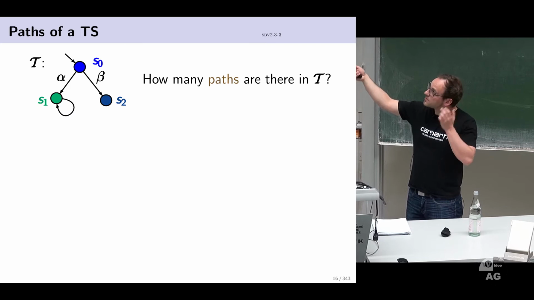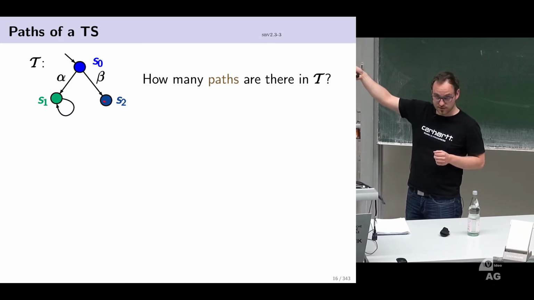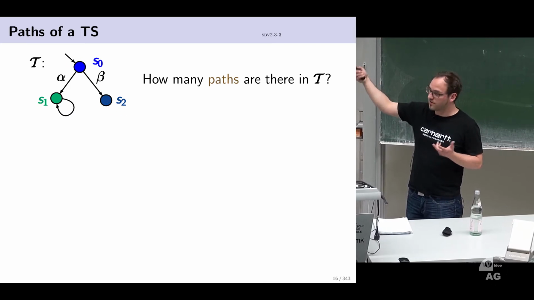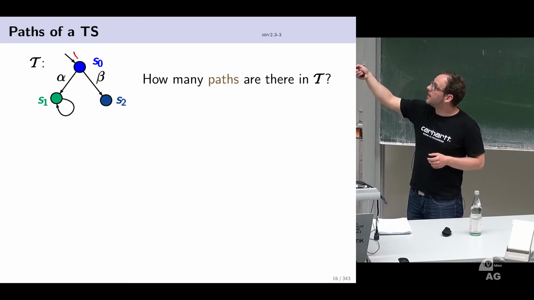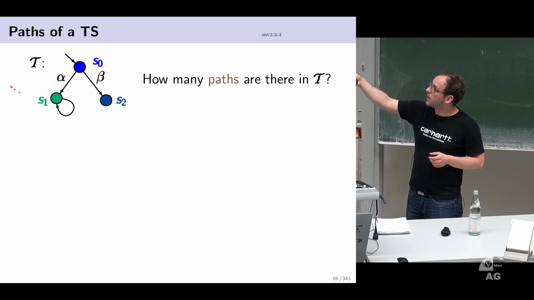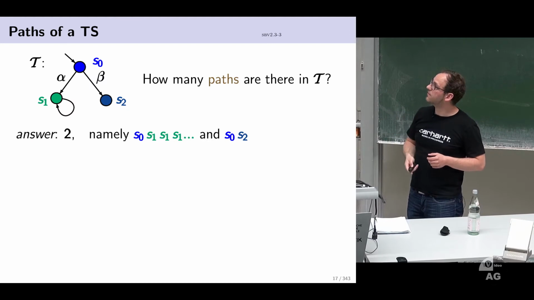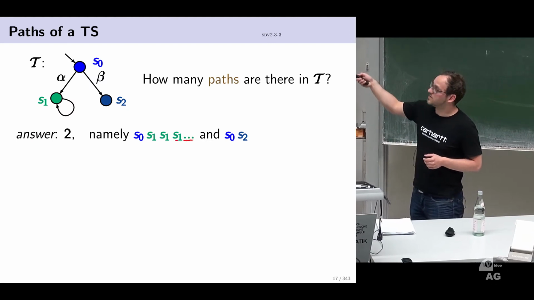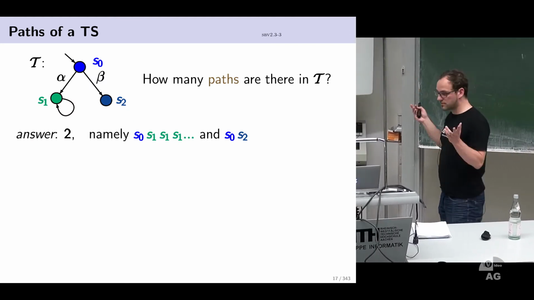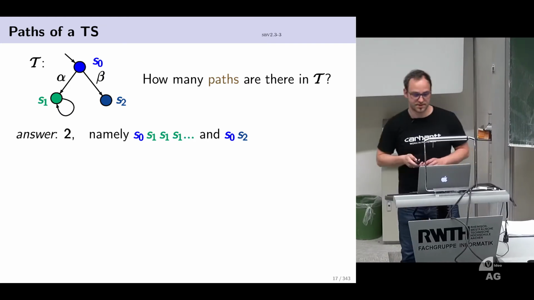So there are 2 paths, as you said: from S0 to S2, that's a finite path, if you will, and from S0 to S1, but then you need to go on, so you have S1 infinitely often. Okay? So it's 2 paths in this transition system. Good.